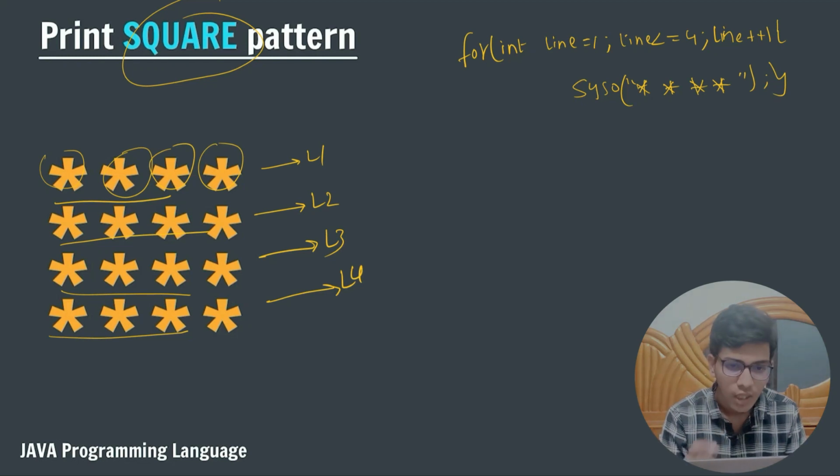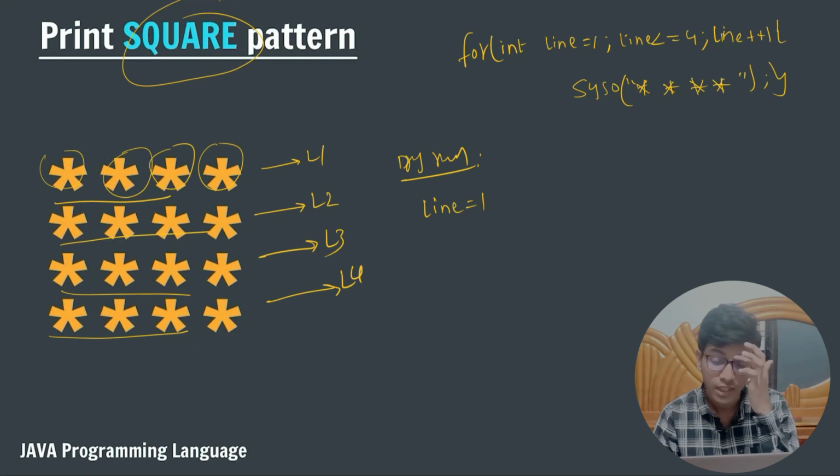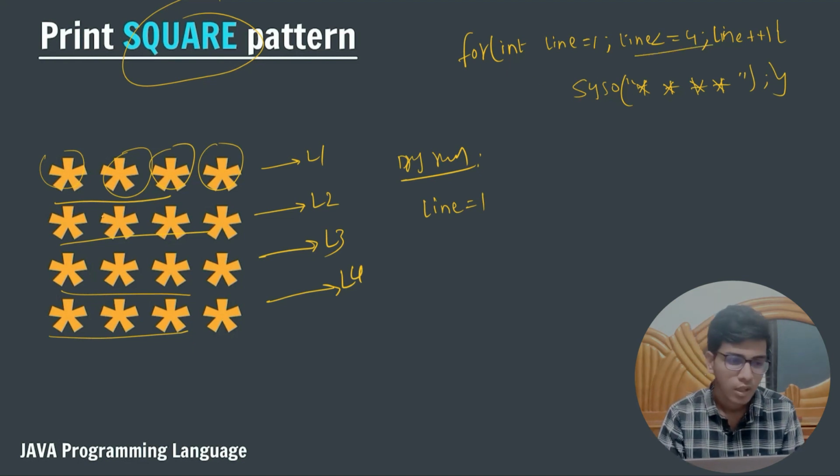So let us dry run this. By doing the dry run, initially line is equal to 1. So the condition is true, that is, 1 is less than or equal to 4. Then we'll print these 4 stars here. After that, line will become 2.